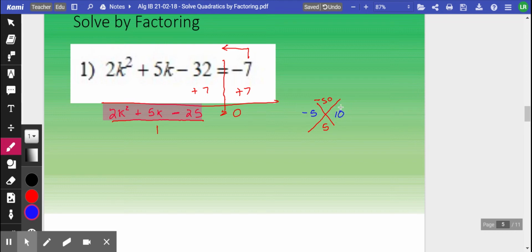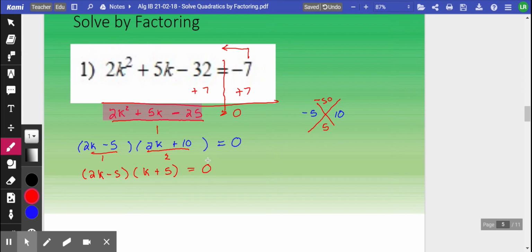So put our wings out, and I would have 2k minus 5 and 2k plus 10. The difference is it says equals 0. Remember, that still says equals 0, so I have to make sure I bring that down. Then we can go ahead and do that next step like we normally did with factoring. Divide by 1, divide by 2. I'd get 2k minus 5 times k plus 5 equals 0.